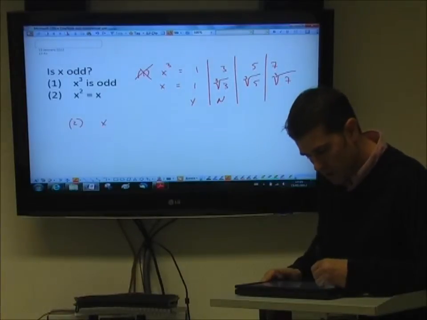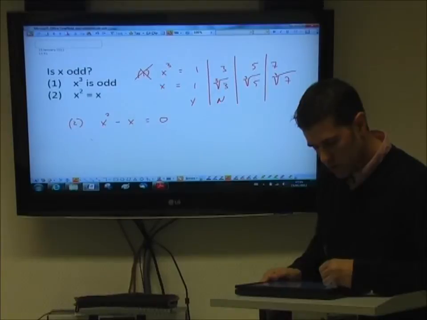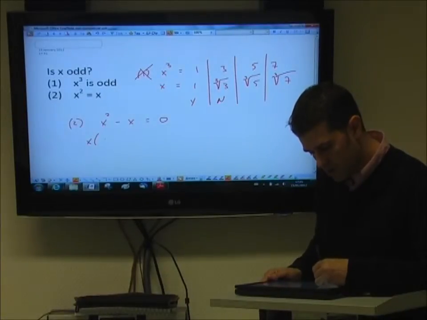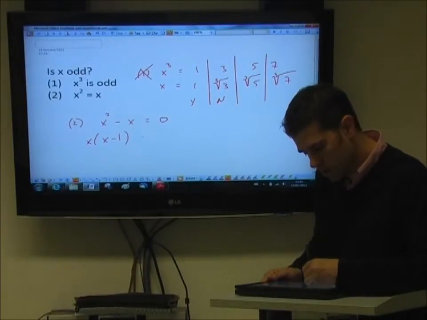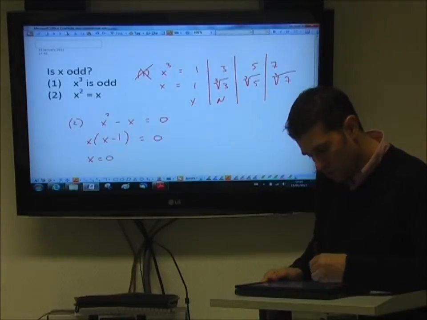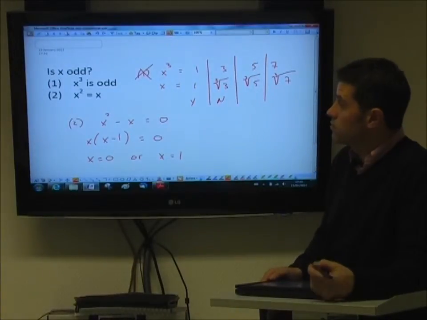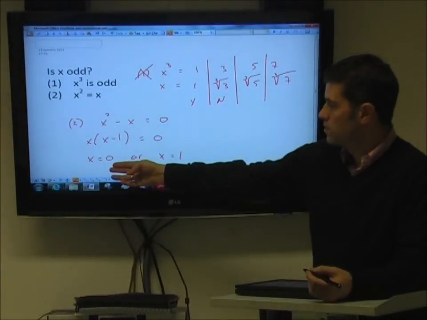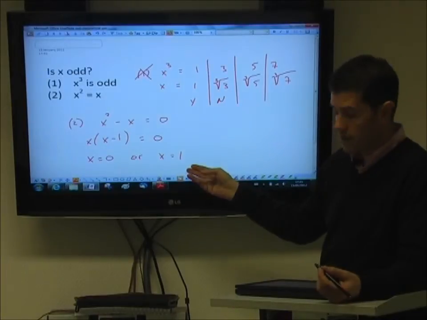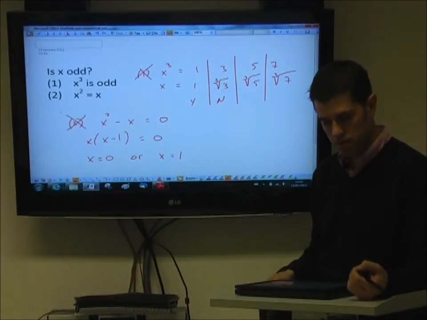For example, x squared minus x equals 0. So you'd have x times the quantity x minus 1 equals 0. Therefore, x would equal 0, or x would equal 1, which means for the question, is x odd? For the 0, no. For 1, yes. So once again, we have sometimes yes, sometimes no. So statement 2 is insufficient.